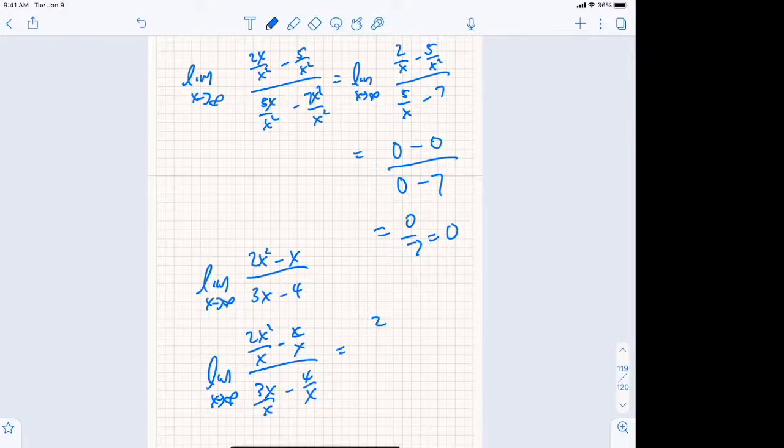So that's equal to (2x minus 1) over (3 minus 4 over x). Why is it x instead of x squared? Because it's in the denominator, you don't look at the powers in the numerator. So now this part is going to be 0, right? 3 minus 0. Does that make sense? That was a good question.